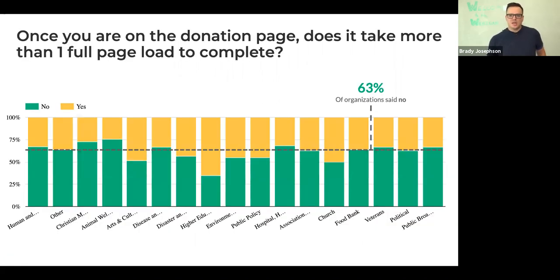So in our study, we found that 27% of organizations had more than 1 full step, meaning, again, especially higher ed, these bigger, more complicated organizations had more than 1 step. Now, within the steps, some steps are more detrimental than others.